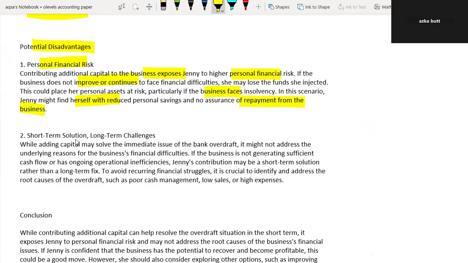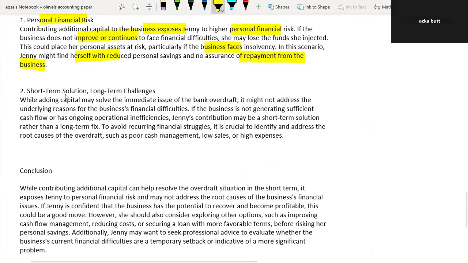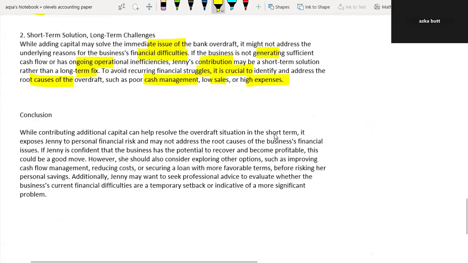and no assurance of repayment from the business. And the second disadvantage is that it is a short-term solution with long-term challenges. While adding capital may solve the immediate issue of the bank overdraft, it might not address the underlying reason for the business's financial difficulties. If the business is not generating sufficient cash flows or has ongoing operational inefficiencies, Jenny's contribution may be a short-term solution rather than a long-term fix. To avoid recurring financial struggle, it is crucial to identify and address the root cause of the overdraft, such as poor cash flow management, low sales, and high expenses.